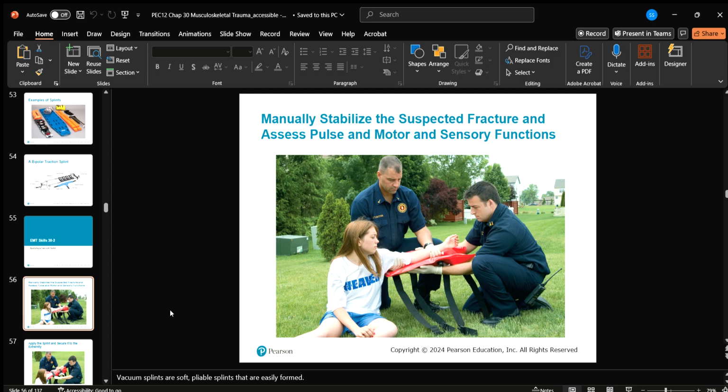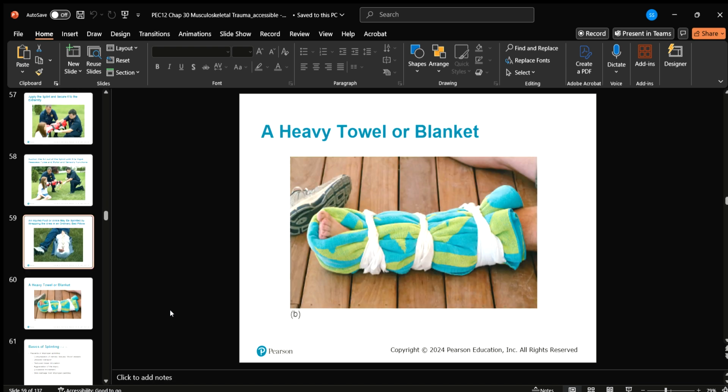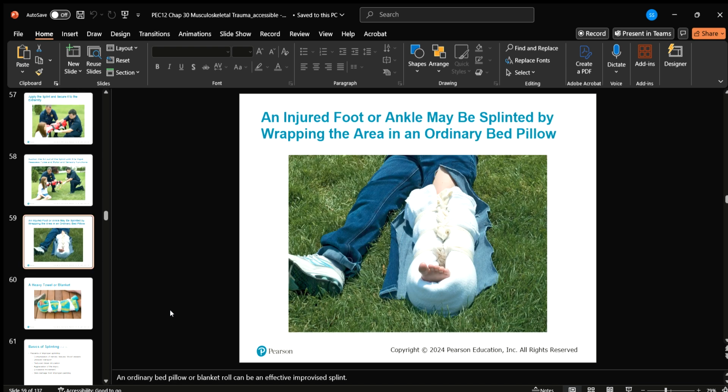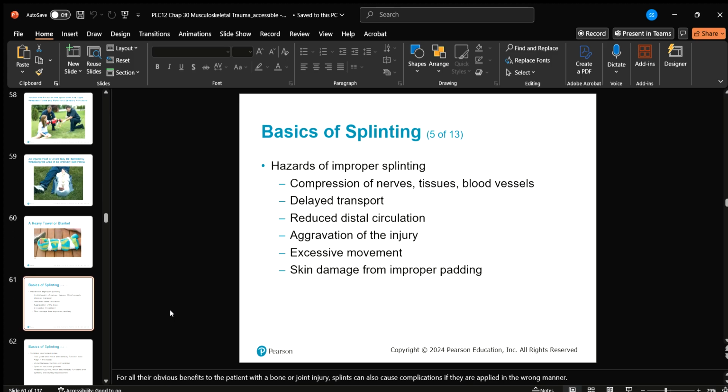Vacuum splints are great, but they're one-and-done usage, and they're more expensive than your SAM splints. Money rules everything, so these are not very common in the field, but they are great. You can improvise. You can use a towel, a blanket, a pillow. All those things work great, especially for ankles. A pillow splint works wonders.